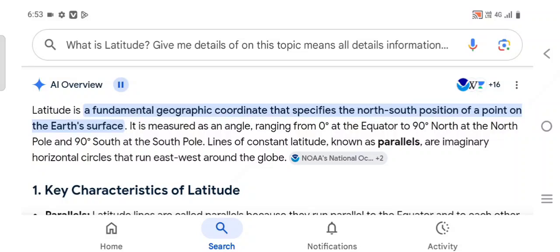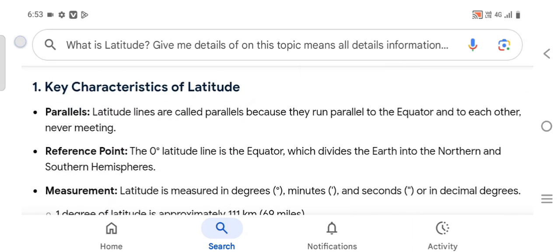Latitude is a fundamental geographic coordinate that specifies the north-south position of a point on the Earth's surface. It is measured as an angle, ranging from 0 degrees at the equator to 90 degrees north at the North Pole and 90 degrees south at the South Pole. Lines of constant latitude, known as parallels, are imaginary horizontal circles that run east-west around the globe.